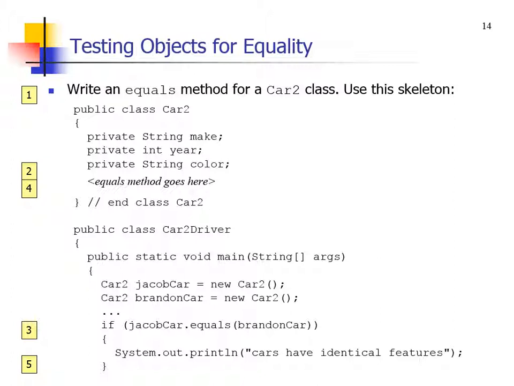If Jacob car dot equals, right? Equals is the method, and Brandon car is the variable that we're doing the comparison to. If the two of them are equal, it will return the Boolean value, true or false, right?